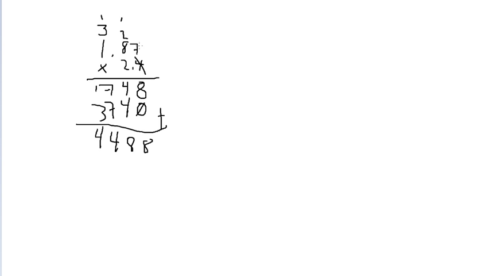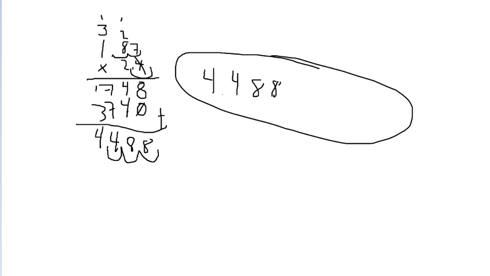And we take this and we go over 1, 2 to the decimal and 1 to the decimal. So that's 1, 2, 3 jumps. So what we do is we come down here and we go 1, 2, 3 jumps. So your answer would be 4.488. And then, so that's multiplying.